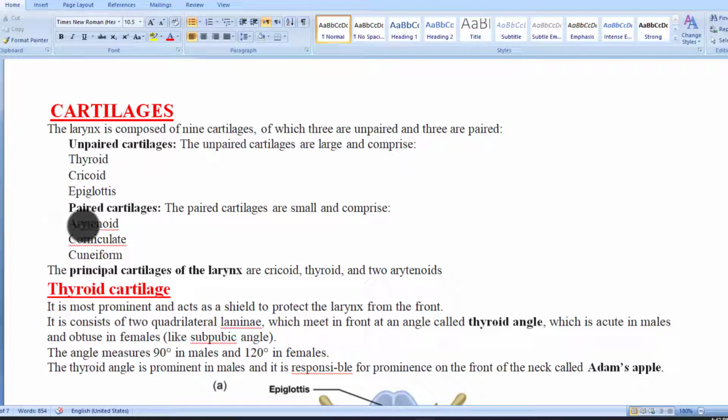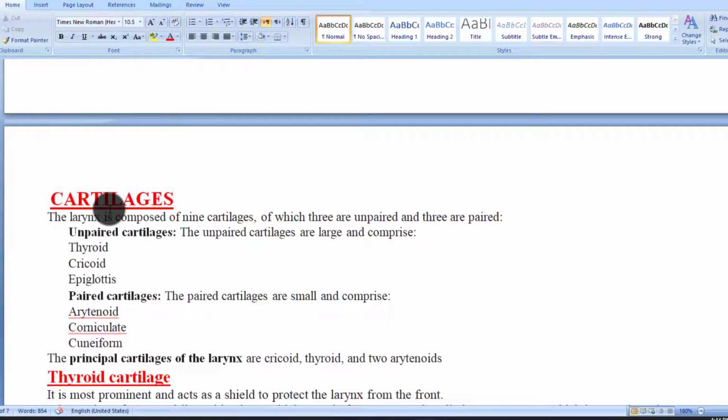These are the arytenoid cartilage, corniculate cartilage, and cuneiform cartilage. The principal cartilages of the larynx are the cricoid, thyroid, and two arytenoids. These are the very important cartilages of the larynx. We will see their function later.